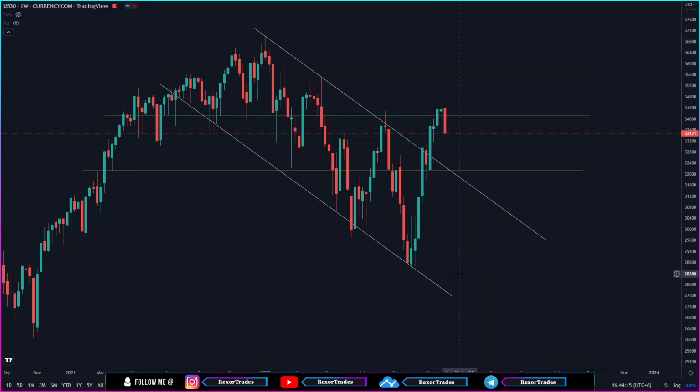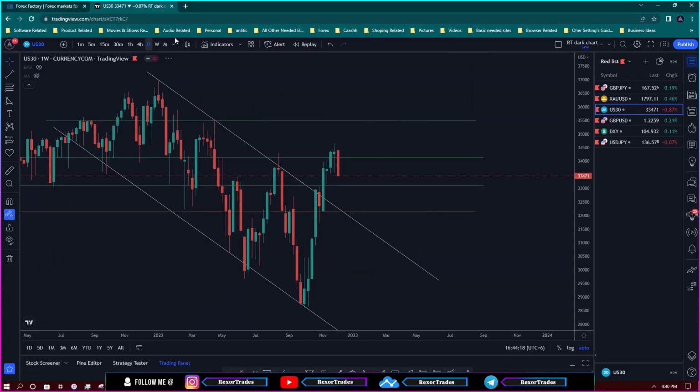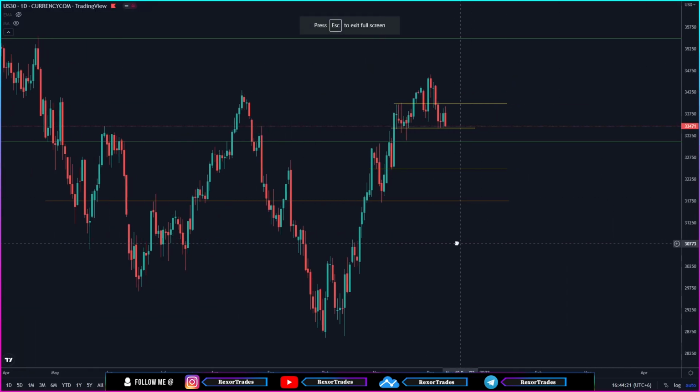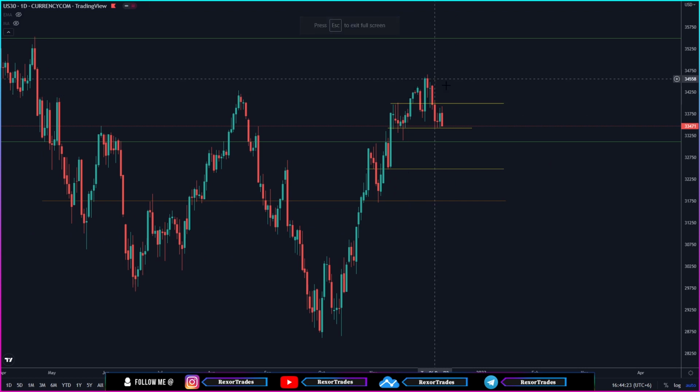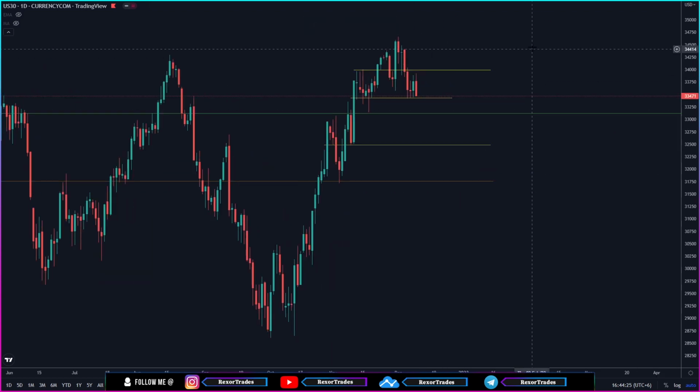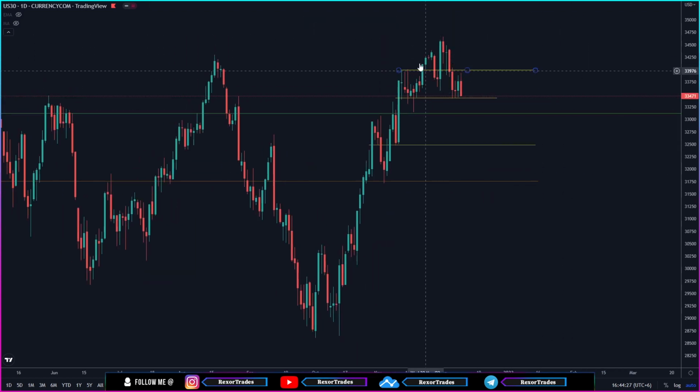Now if you go to an even shorter time frame like a daily time frame, then you can see a pretty interesting thing happening. As you can see, a major pattern is being formed on this daily time frame. Let me draw it out for you guys.